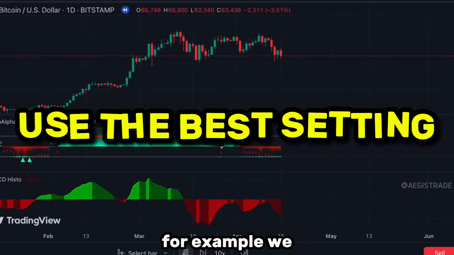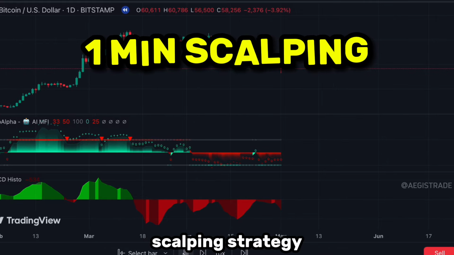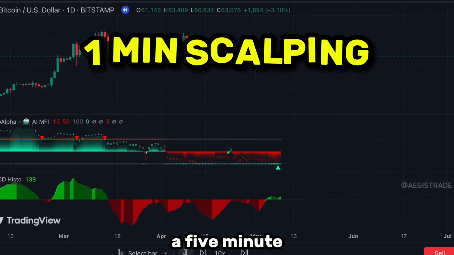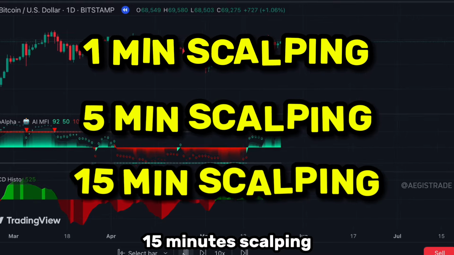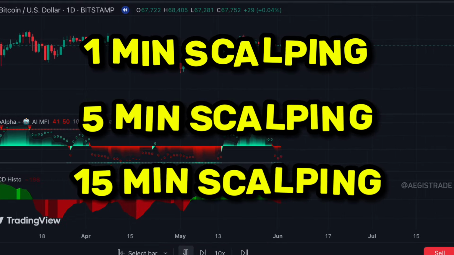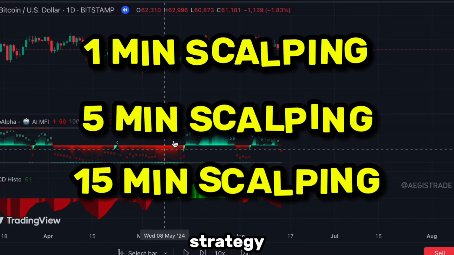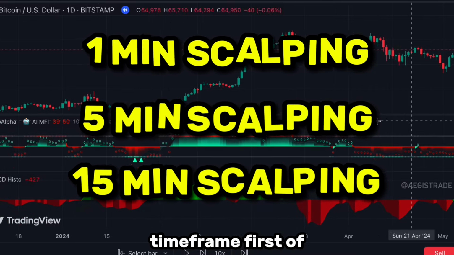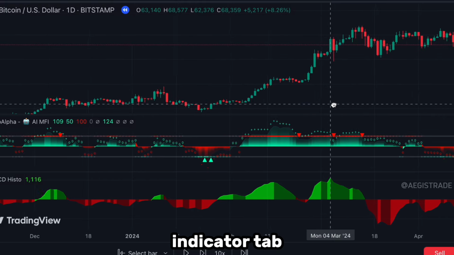For example, we will determine the best setting for 1-minute scalping strategy. Next will be a 5-minute scalping strategy and followed by 15-minute scalping strategy. So make sure that you watch to the end to choose for the best scalping strategy based on your time frame. First of all, you need to open up the indicator in the Indicator tab.